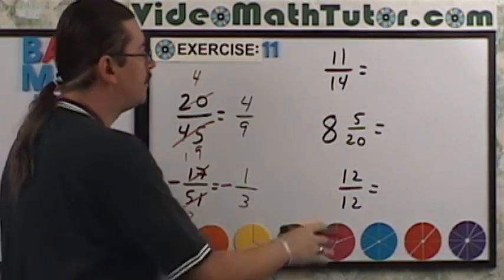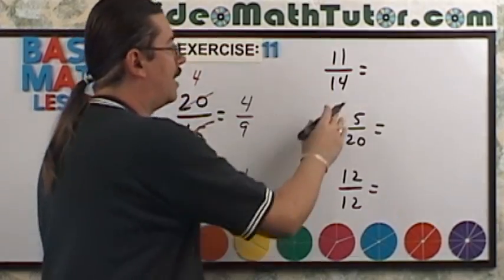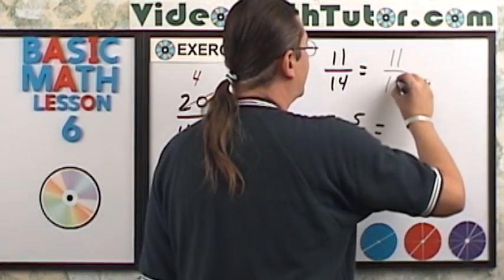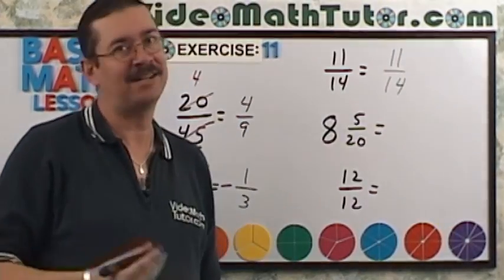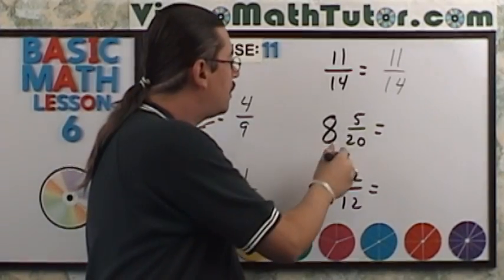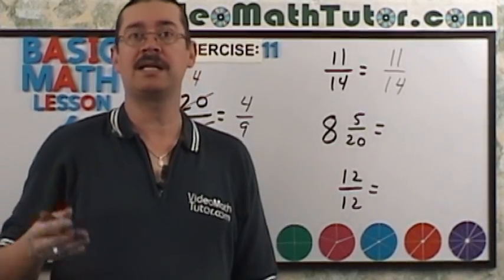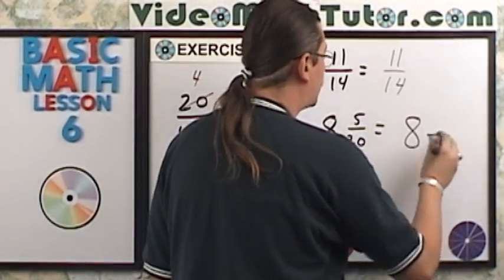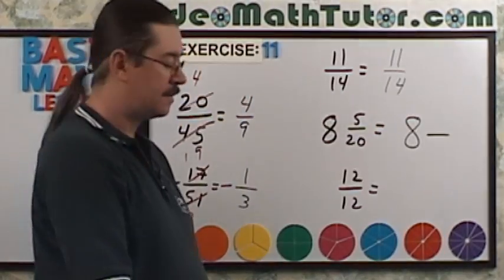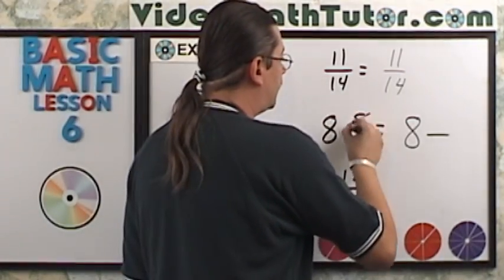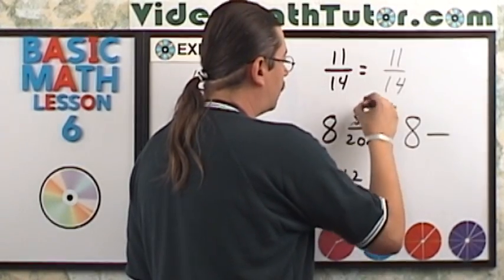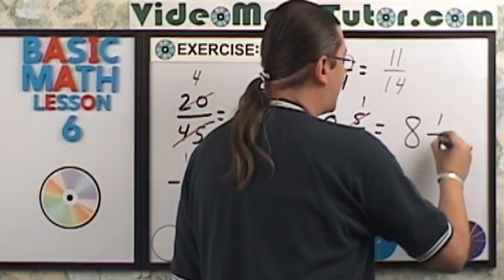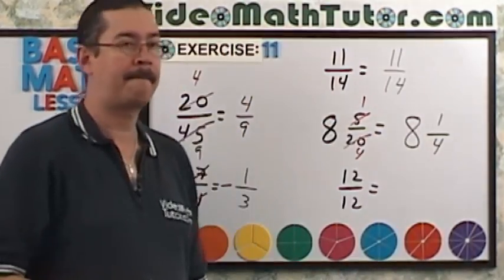Now for the next one here, 11 is a prime number, and 11 does not go into 14. So guess what? It's already reduced. All right, so this one's a little sneaky, but I had to throw that in. Here, what's the rule for reducing a mixed number? Well, the integer stays, and you want to reduce 5/20. Both of them have 5 in them, so 5 divided by 5 is 1, 20 divided by 5 is 4. So this would give us 8 and 1/4.